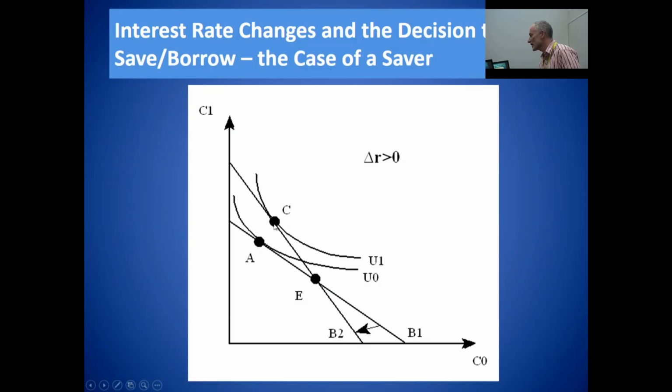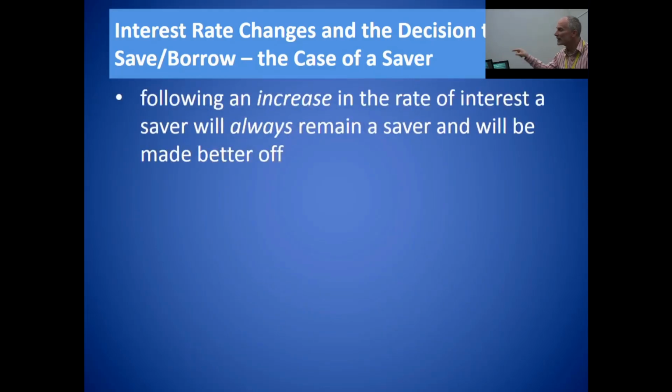Is that person still a saver? Is he still to the left of the endowment point? Yes. Is he better off? Yes. He's on a higher indifference curve. So we've ticked both of those boxes. And that will always be the case for a saver affected by an increase in the rate of interest. You will always remain a saver, and you will always be made better off. Never ever changes. And that is a hard and fast rule. Will always be the case. Always save, always better off.